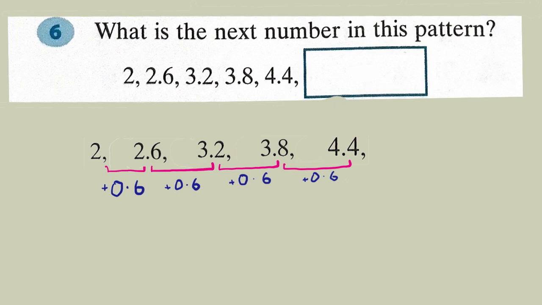So in that case, what do we get for the next number after 4.4? We also need to add 0.6. Now we can do that, 4.4, and if we add to it 0.6, we will get 5.0. So our number is going to be 5.0. Since they had it in decimals, it's probably best to put the decimal point and a 0 after it.